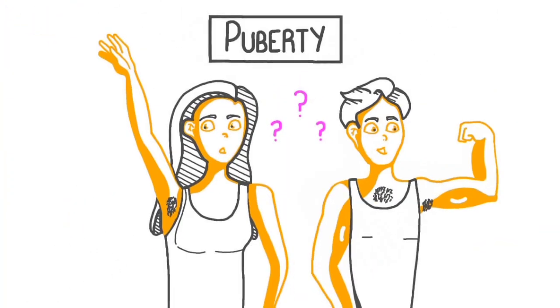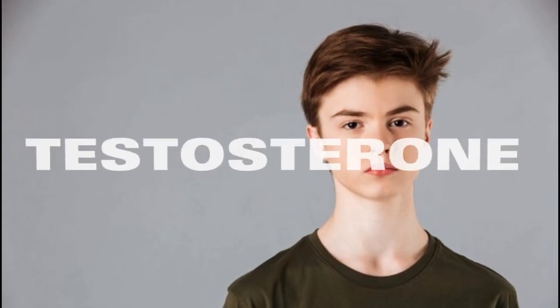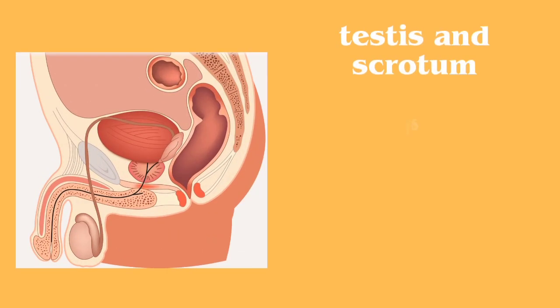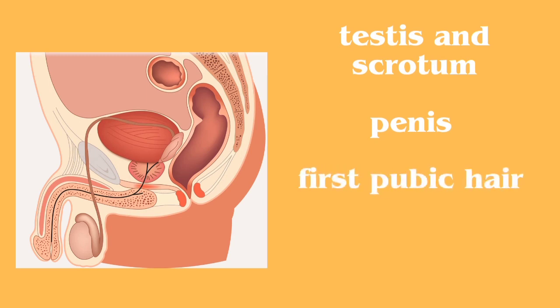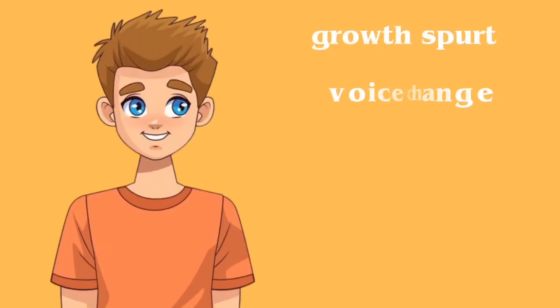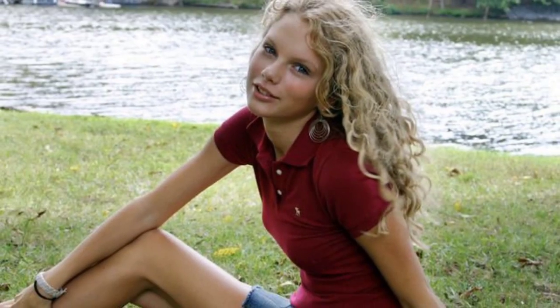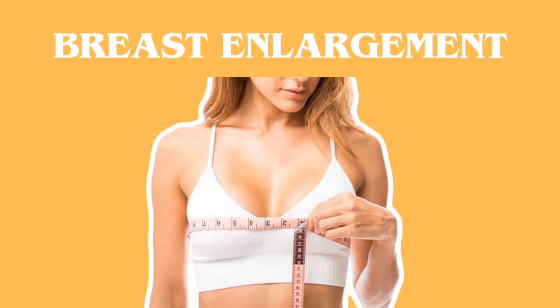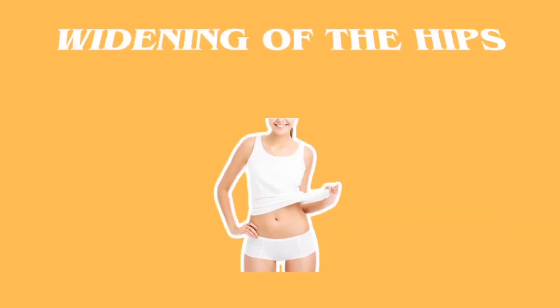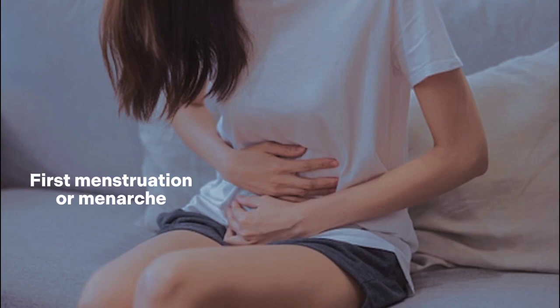Puberty is the onset of sexual maturity. Gonads: testes in males and ovaries in females. In males, testosterone drives the growth of the testes and the scrotum, the penis and first pubic hair, the capacity for ejaculation or spermarche, the growth spurt, voice change, facial hair development or beard growth, and continuing growth of pubic hair. While in females, estrogen drives the beginning of breast enlargement, the appearance of pubic hair, the widening of the hips, a growth spurt, and first menstruation or menarche.